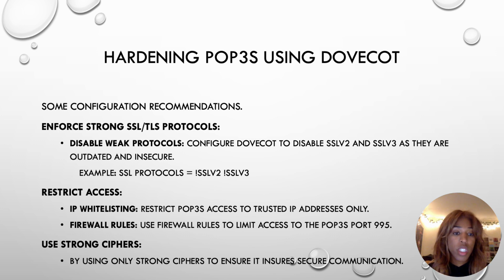And you would restrict access. Another recommendation, you can restrict access by using IP whitelisting, which allows only trusted IP addresses, and firewall rules, which limit access to POP3S port 995. And the last recommendation I have is to use strong ciphers. By using only strong ciphers, it ensures secure communication.